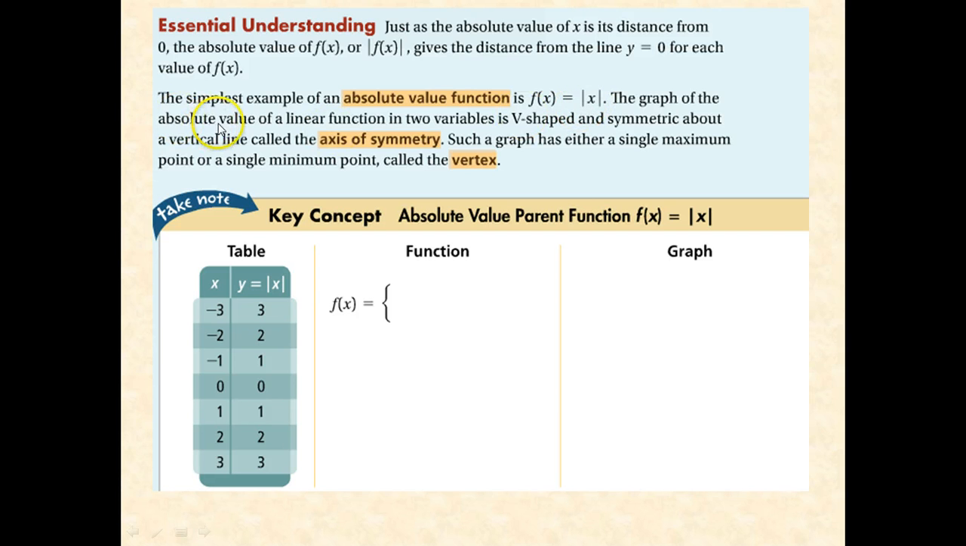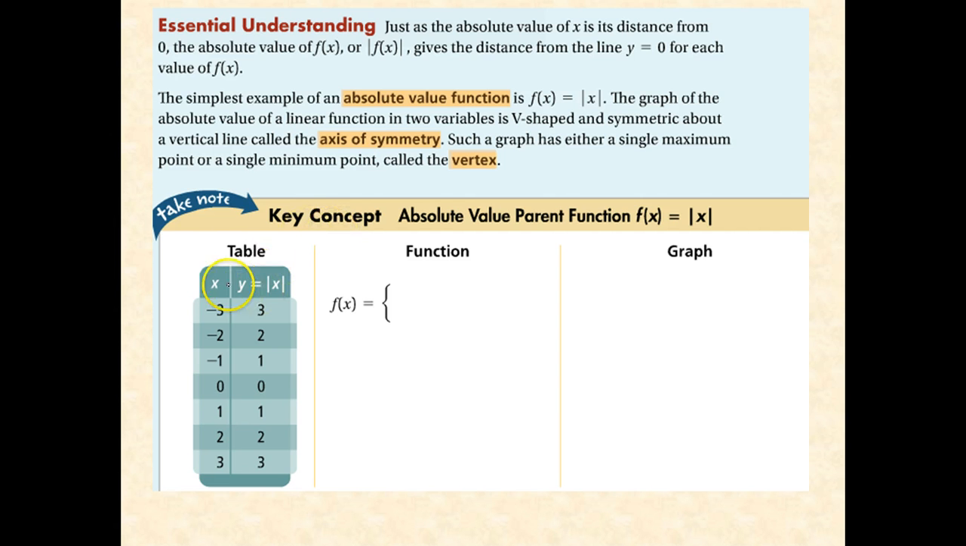The graph of the absolute value of linear functions in two variables is v-shaped, and it's symmetric about a vertical line that goes through the middle called the axis of symmetry. Such a graph has either a single maximum or a single minimum point called the vertex.